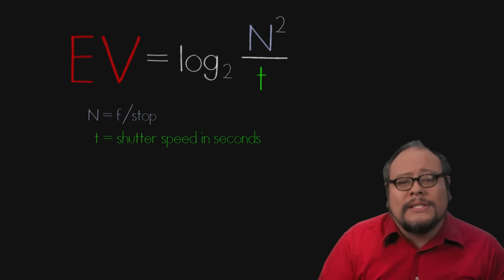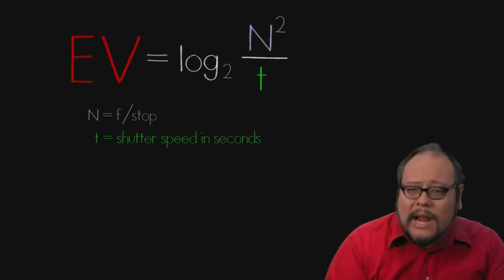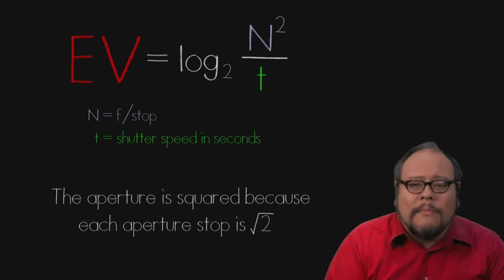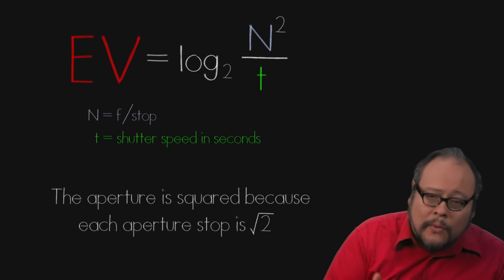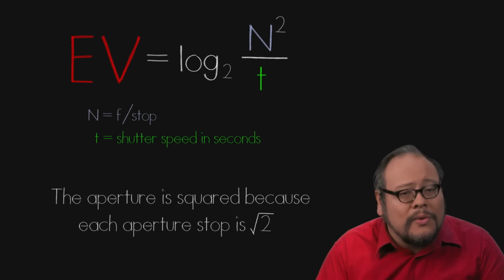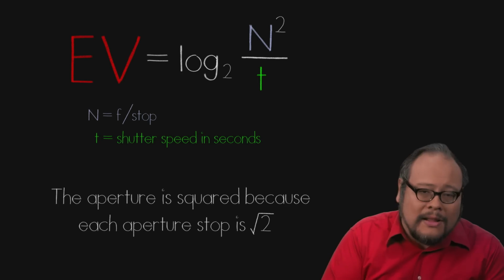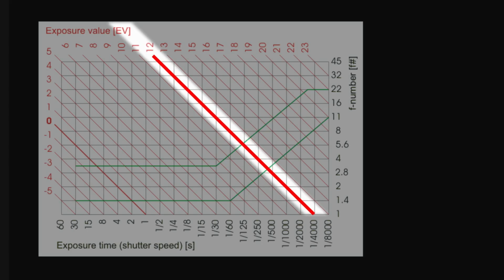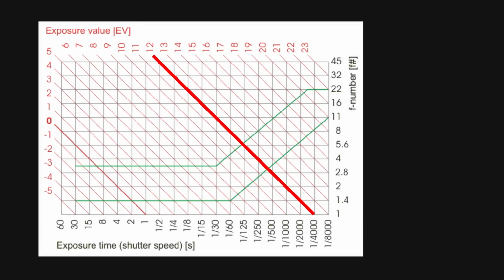Now, going into the equation itself, the reason why the aperture is squared is because if we want to add or subtract a stop of light using the aperture, we have to multiply or divide by the square root of 2. By squaring the f-stop value, each stop is now a multiple of 2, which gives us even steps once we take the log base 2 of the number. Here is a common EV chart. Let's pick EV 12. Along the side, we see a list of possible f-stop values. If we want an exposure value of EV 12, shooting at f1.4 shows us that we need a 1/2000th of a second exposure.